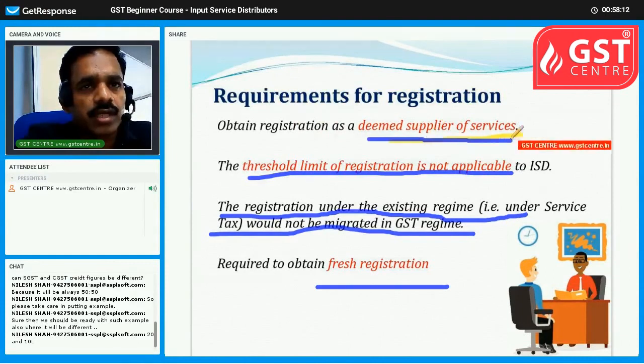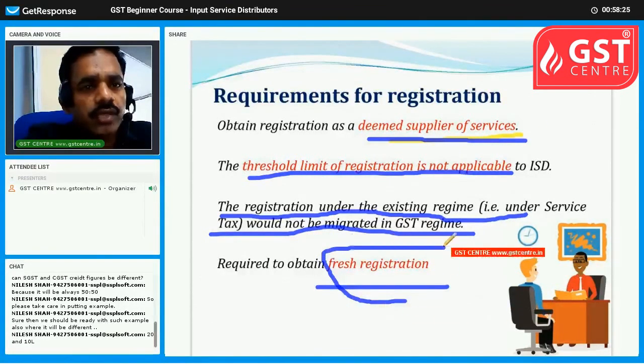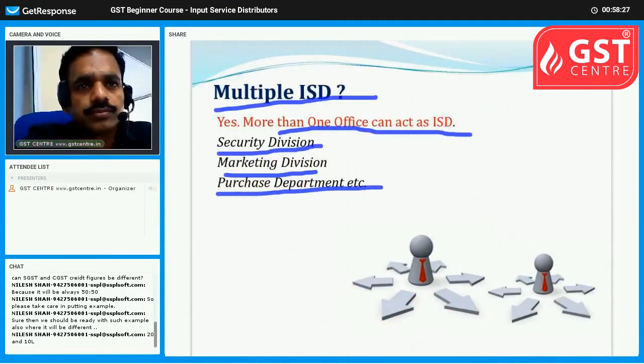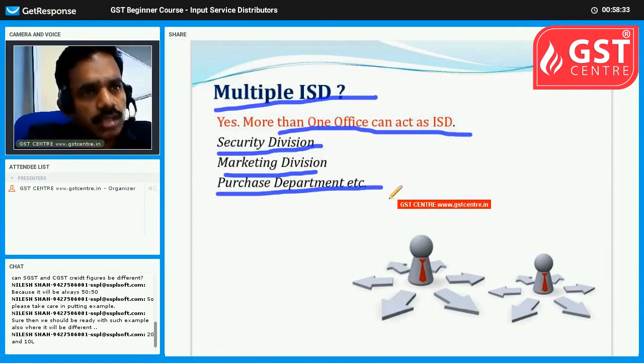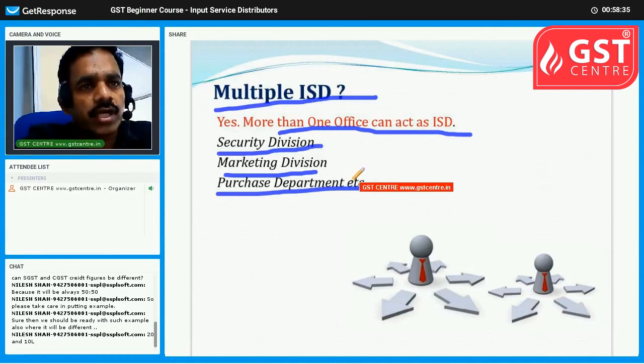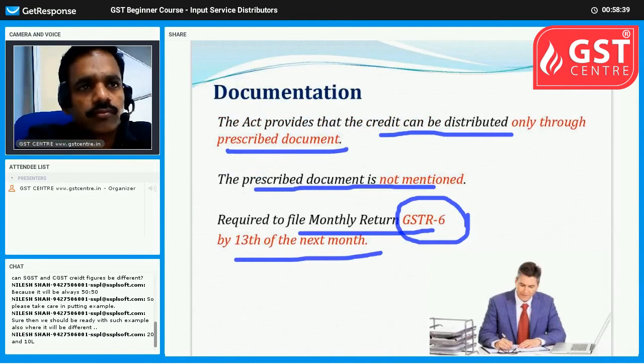Requirements for registration: they will be taken as supplier of services. They should compulsorily, mandatorily register as per the GST Act, and there is no enrollment procedure for input service distributor. They need to take fresh registration. And what will happen in the case of multiple input service distributors? That can be maintained in an organization. There can be multiple input service distributors.